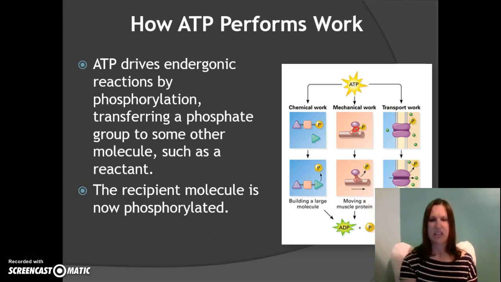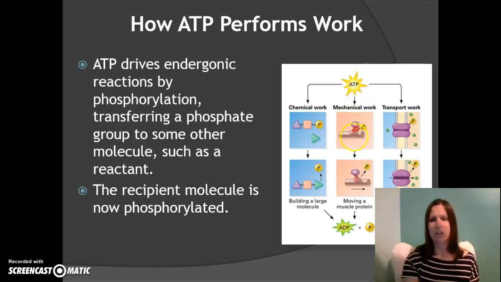And again, just another great example showing chemical work, how we're building a larger molecule from some smaller molecules and how ATP pushes those endergonic reactions forward by transferring that phosphate group to the other molecule. And when it transfers that phosphate group, it phosphorylates the reactant. That is what's going to cause the energy release, which will push the reaction forward. Remember, energy is released when bonds are formed, and energy is absorbed when bonds are broken.